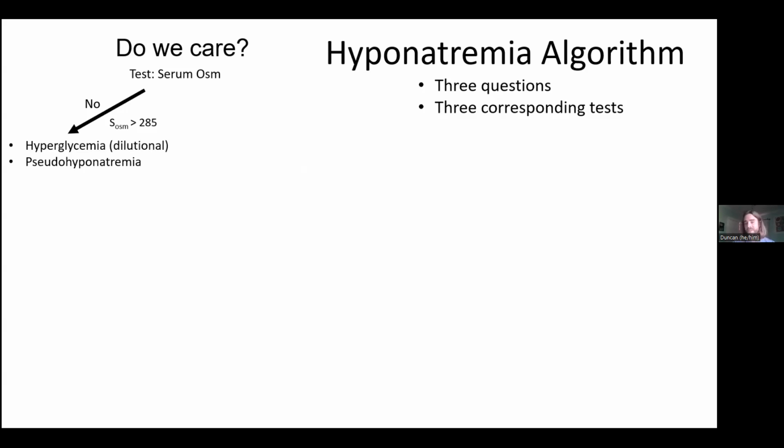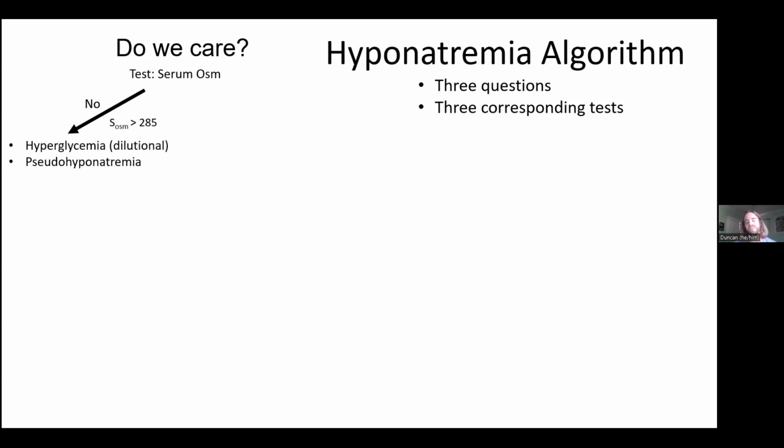So a couple classic situations where you'll see this: obviously, we have patients come to the hospital with hyperglycemia all the time, and that's a dilutional hyponatremia. In that case, the serum sodium is truly low, but we don't care about it because the serum tonicity, because of all that glucose that's trapped in the extracellular space, is actually raised. And so it's not a true hypotonic state.